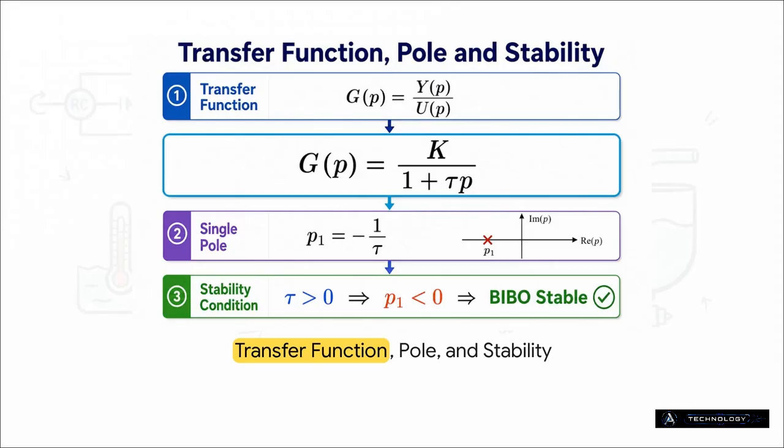Now, if we hit this system with a Laplace transform, we can shift the whole thing from the time domain over into the frequency domain, which gives us our transfer function. And this beautiful simplification reveals something absolutely crucial. The system has a single pole, and it's located exactly at -1/tau.